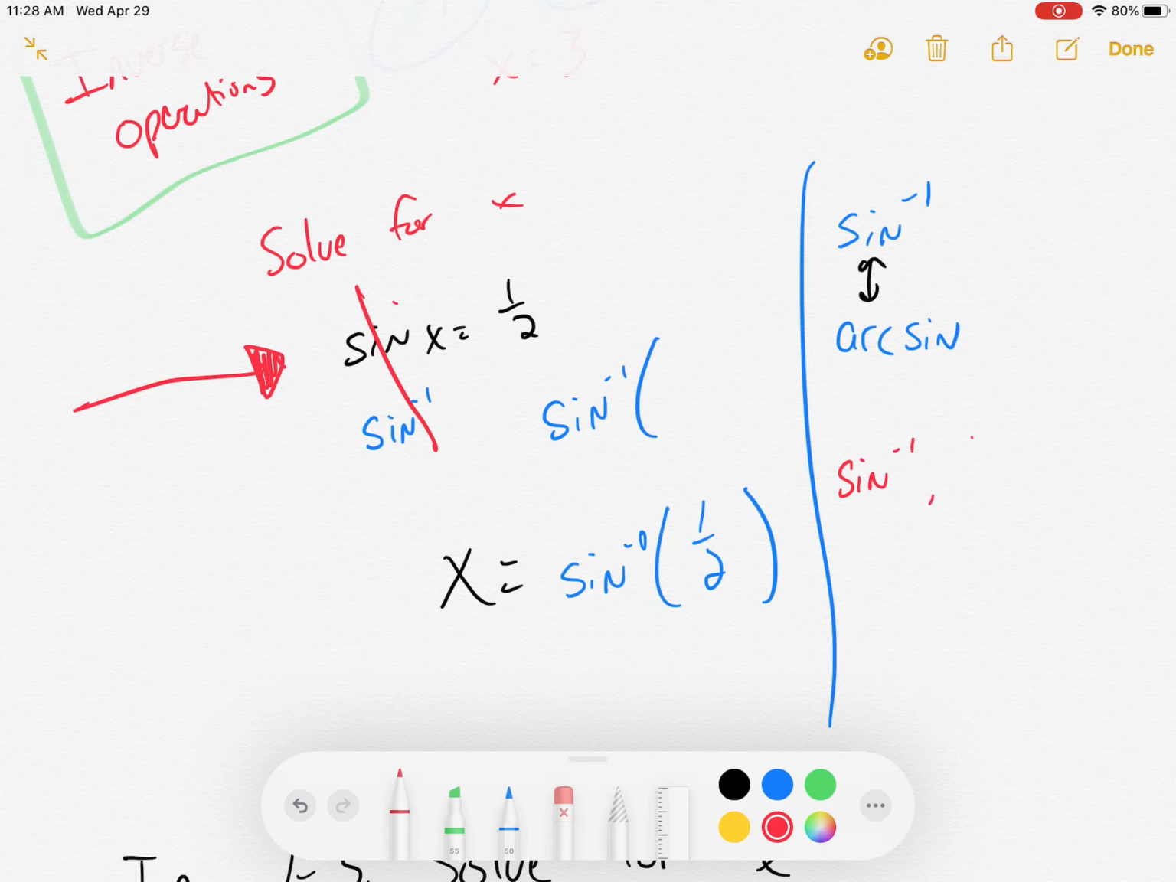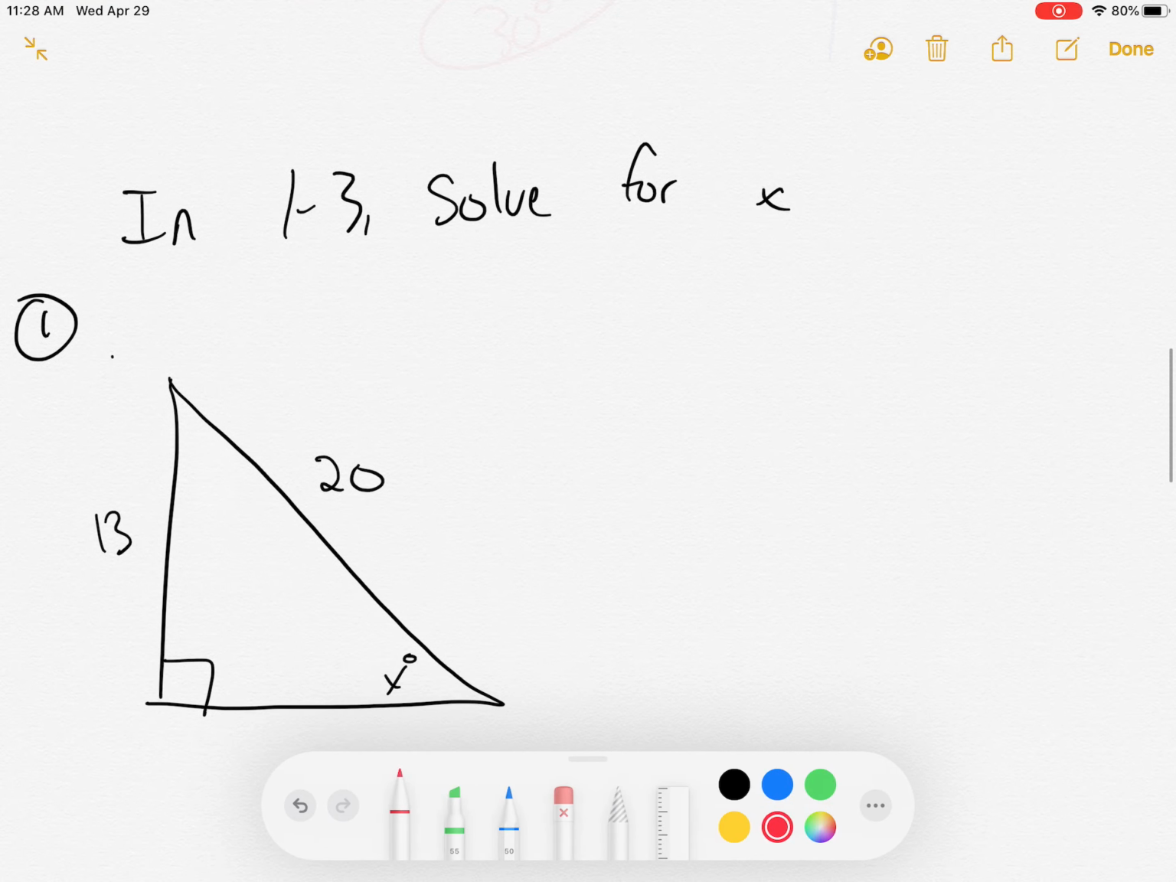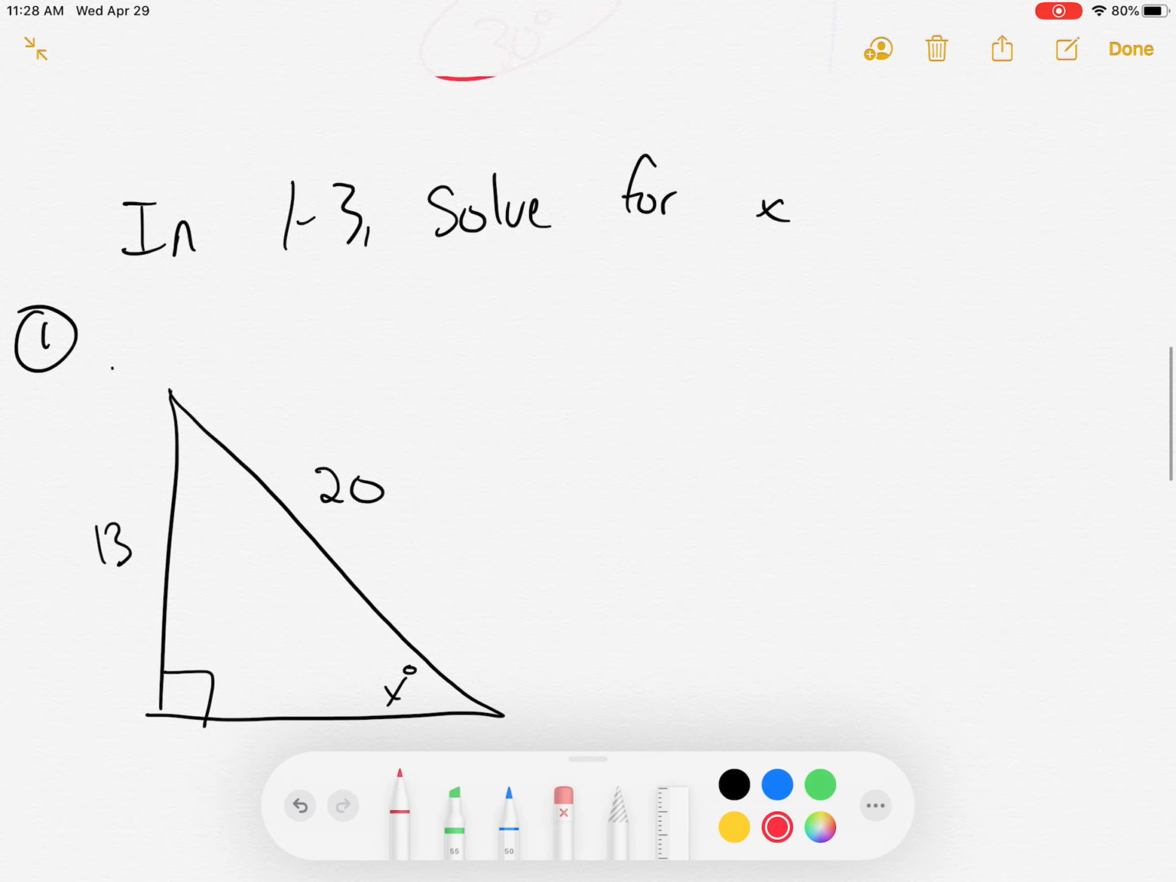The next button you press is going to be 1. Then you're going to type in divided by. Then you're going to type in 2. And on your screen it should say 30 degrees. So that's how we get rid of our trig functions. We take the inverse.